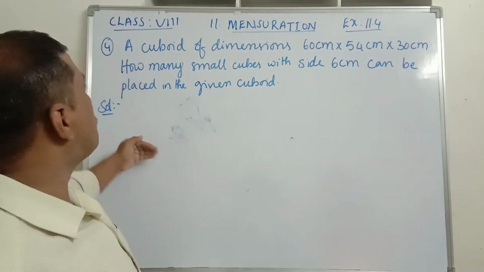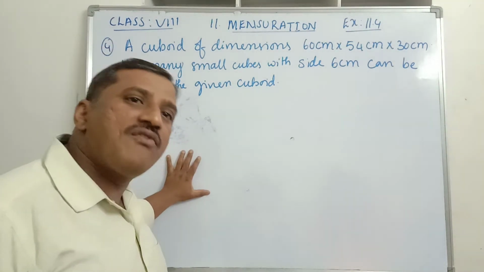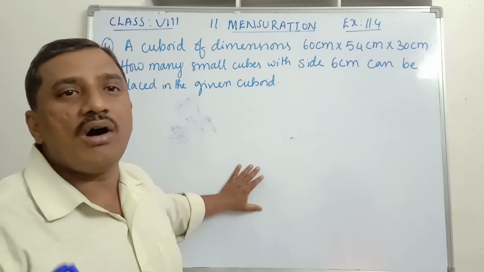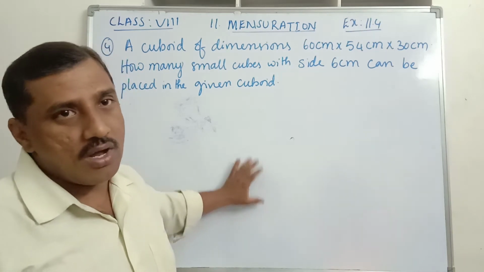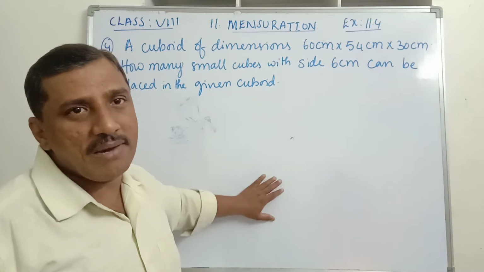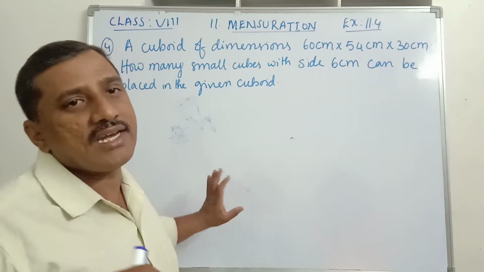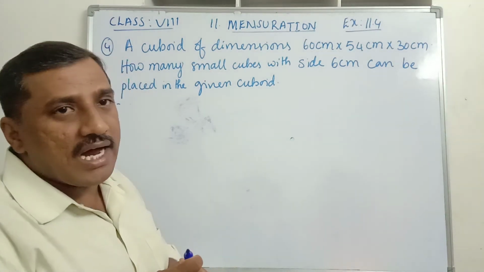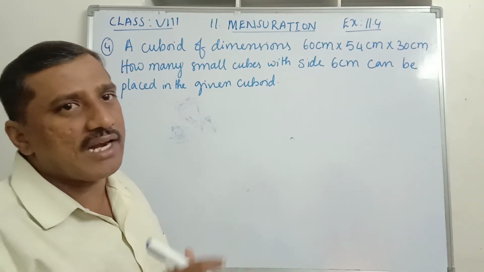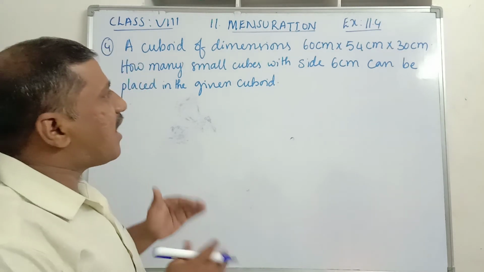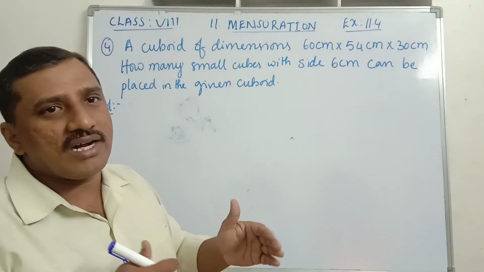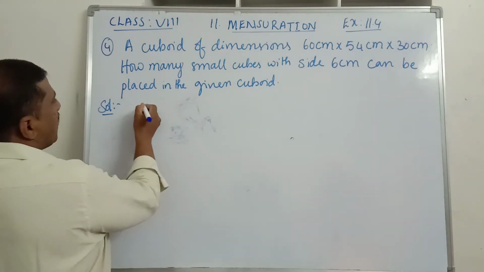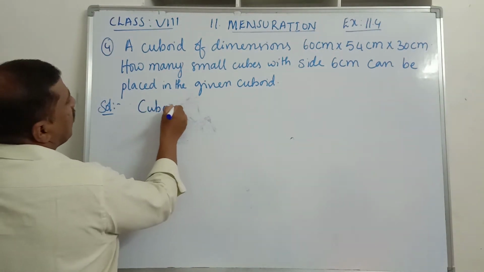So how many cubes can be placed means number of cubes is equal to volume of the cuboid divided by volume of each small cube. Volume of the cuboid divided by volume of the cube will give the number of cubes. So the dimensions are given, use the proper way and divide them, you will get the number of cubes. You can find separately or directly also you can find. Now cuboid dimensions.